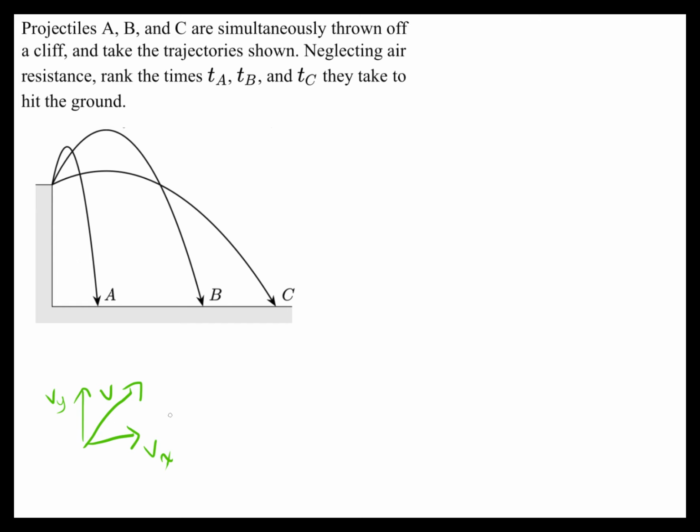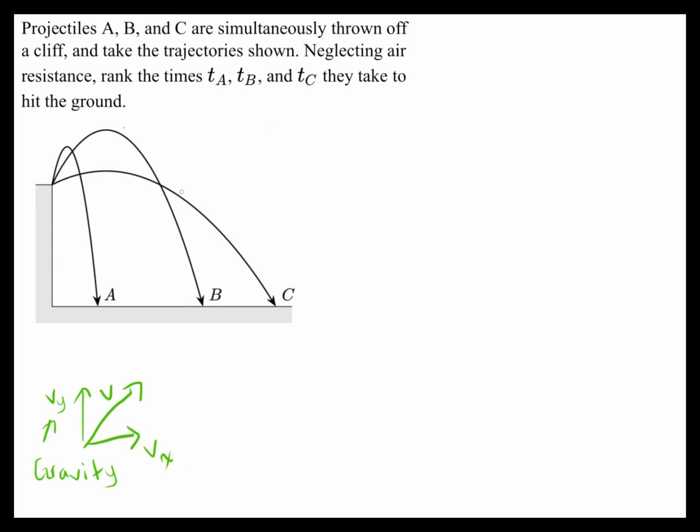But the velocity in the x direction, or horizontal direction, does not really matter because gravity does not act in the horizontal direction. Gravity only acts on this vertical component. So gravity is going to be accelerating it downwards. And nothing affects the horizontal component, only the vertical component matters.